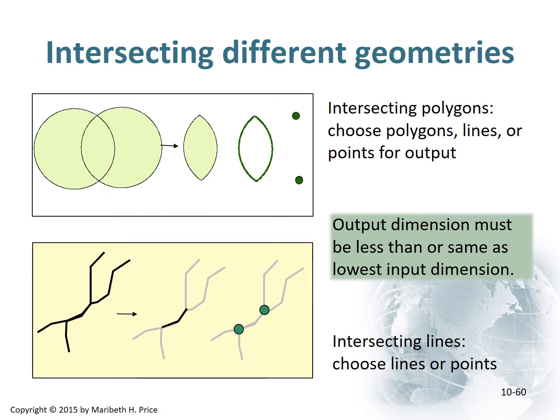You can use the intersect tool to get polygons. You can get it to do lines, or you can get it to do points. The output dimension must be less than or the same as the lowest input dimension. So if you're intersecting lines, your only options are lines or points. If you're intersecting polygons, you can have polygons, lines, or points.